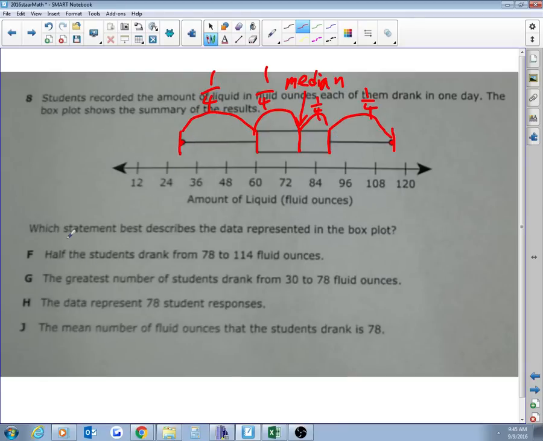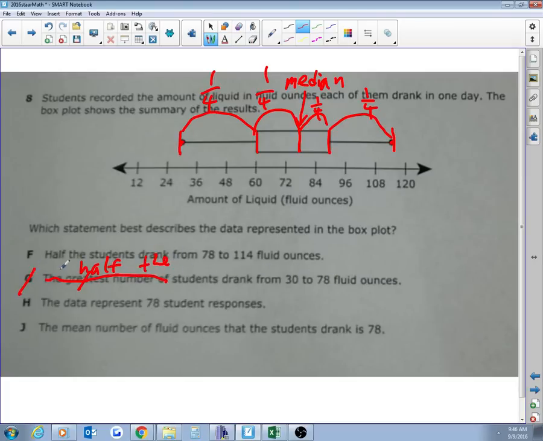So, which statement best describes the data represented in the box plot? Half the students drank from 78 to 114. This looks like about 78 to 114. That looks pretty good. Let's see this one. The greatest number of students drank from 30 to 78. That's half. That's not the greatest number. Half of the students drank from 30 to 78.